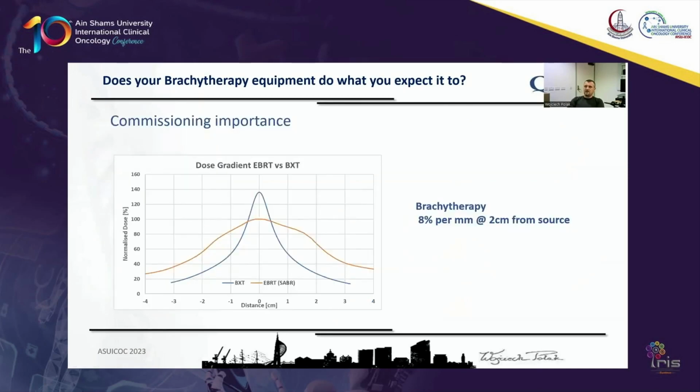In brachytherapy, for example, it's very important to know the source localization. It is because the dose gradients are very high in brachytherapy. It's just a reminder: 8% per millimeter at 2 centimeters from the source. And there is a comparison with external beam therapy, where you can see that the dose gradients are much steeper for brachytherapy.